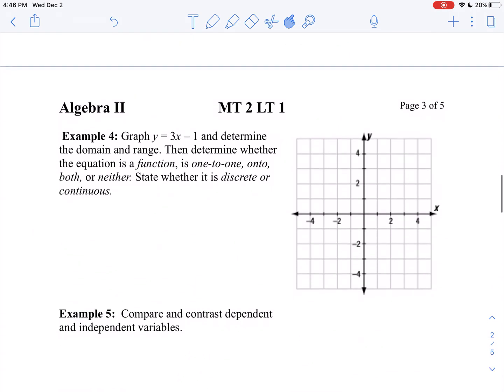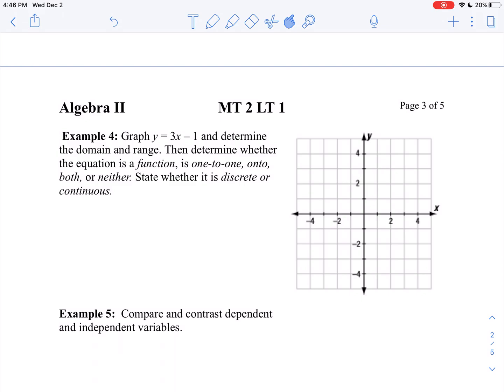If we take a look at example 4 here, we want to graph y equals 3x minus 1 and determine the domain and range. Then I want to determine whether the equation is a function, a one-to-one function, an onto function, both, or neither. Neither would not be a function. And I want to state whether it's discrete or continuous.